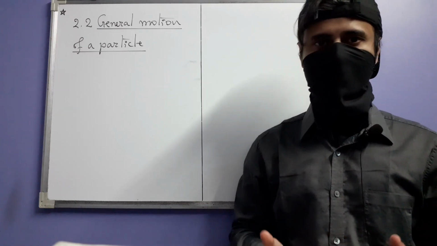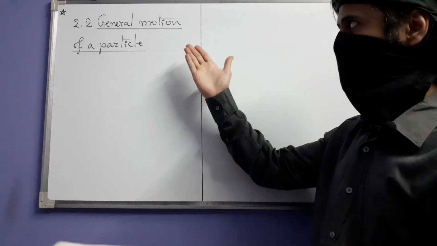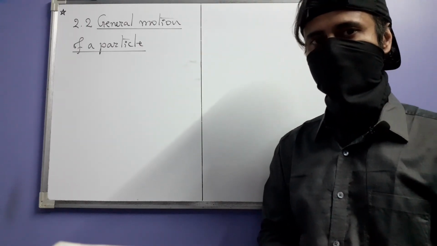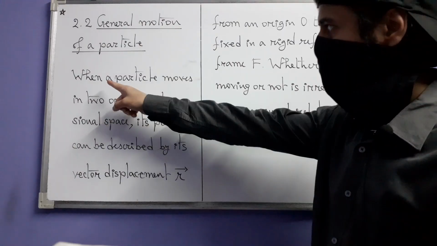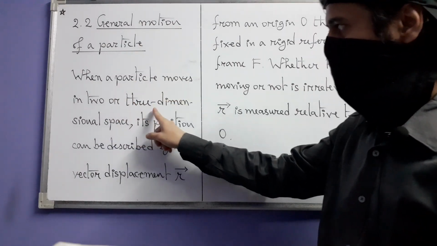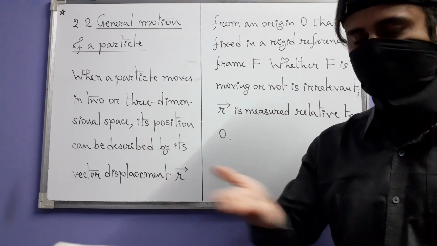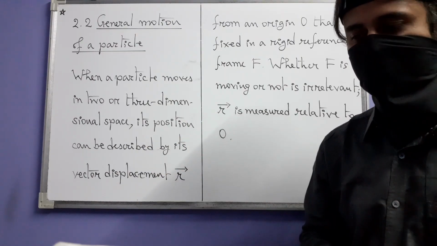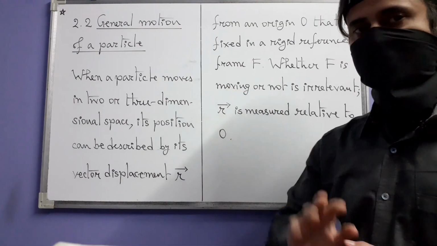So after going through rectilinear motion in the previous video, in this video we are going to see general motion of a particle. So this is how the author starts the discussion. When a particle moves in 2 or 3 dimensional space. In rectilinear motion we saw movement in 1 dimensional space, and that too, that was a straight line. But now we are going to consider general motion.